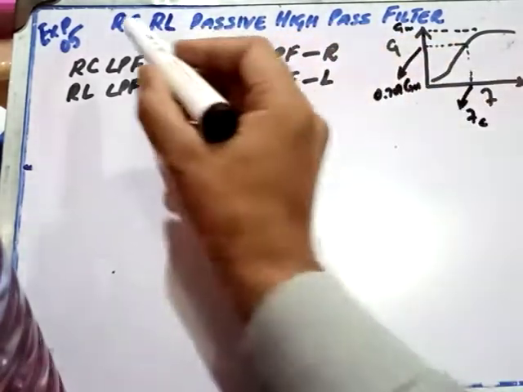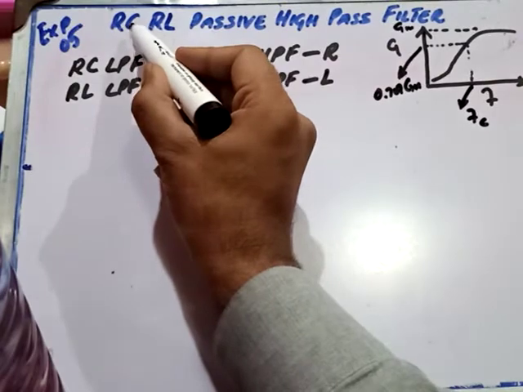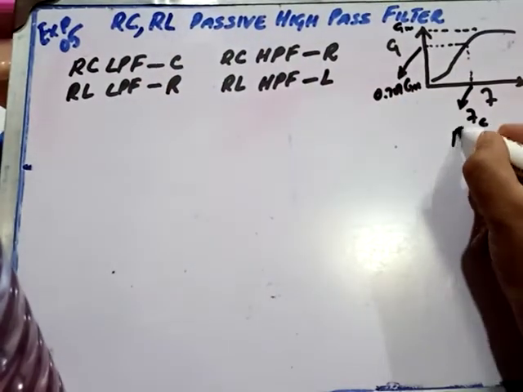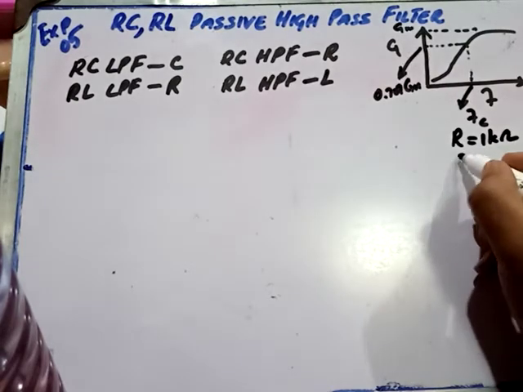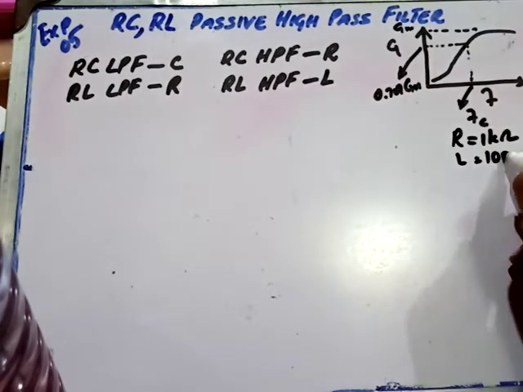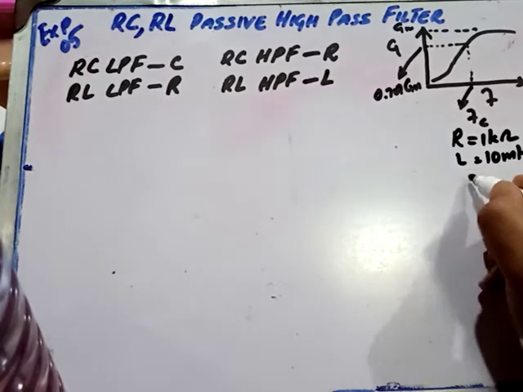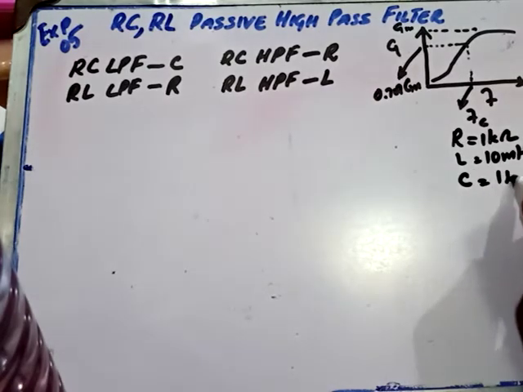So we'll be taking into consideration a resistor, capacitor and inductor. The values that we'll consider: R will be 1 kilo ohm, the inductor will be 10 millihenry, and the capacitor will be of value 1 microfarad.